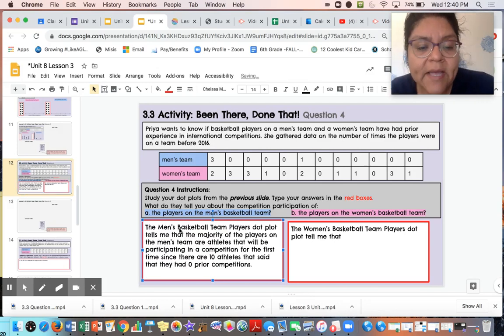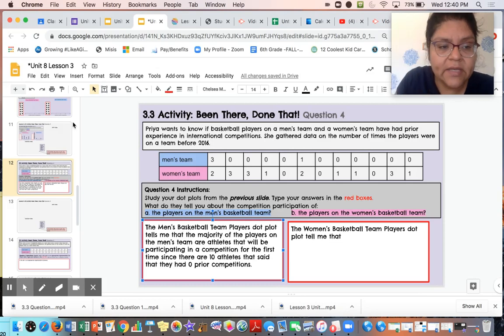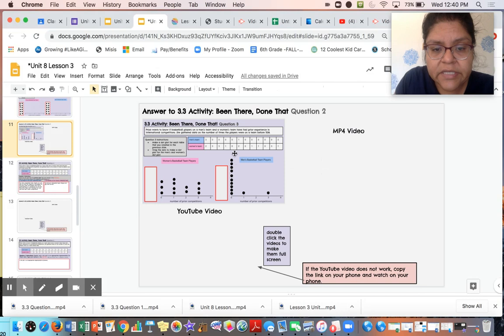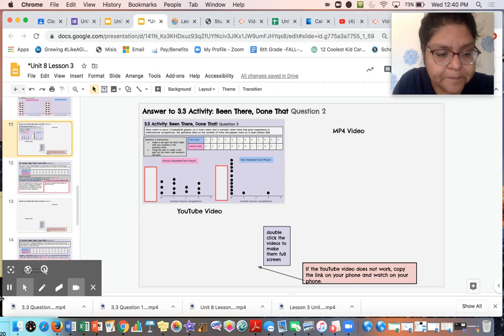The men's basketball team players dot plot tells me that the majority of the players on the men's team are athletes that will be participating in a competition for the first time, since there are 10 athletes that said that they had 0 prior competitions. And remember, we saw that because here in the dot plot, you see 10 dots above 0.